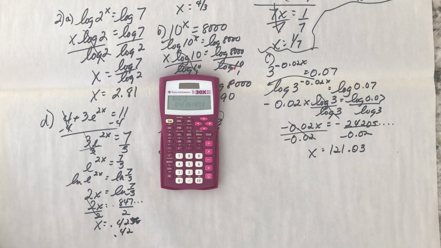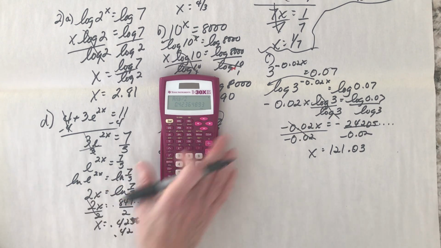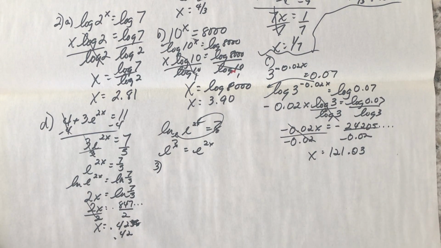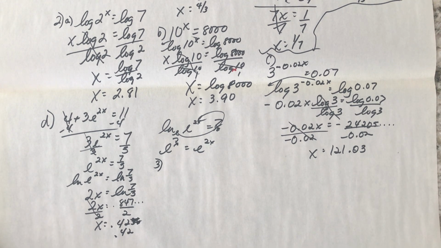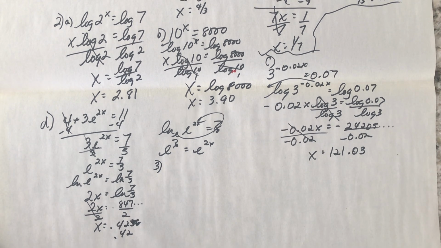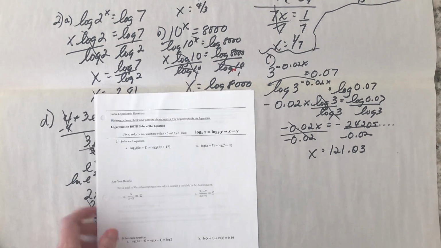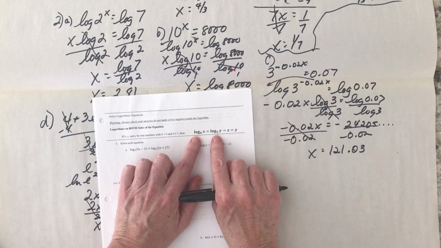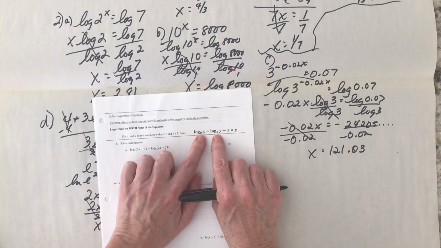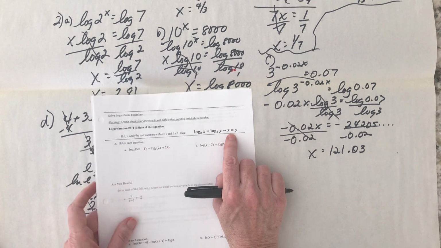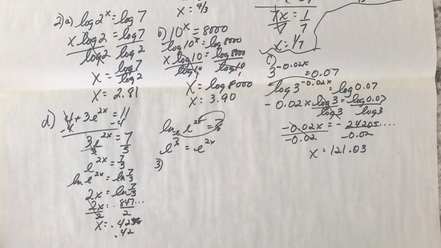All right, next page. Number 3. It says warning up there. Always check your answers. Check that your answers do not make a zero or negative inside the logarithm. I'll show you what we're talking about there when we get there. And then what he talks about here is that if the logs match, log base b of x, log base b of y, then x equals y. Very much like when we had same bases, so the exponents matched.